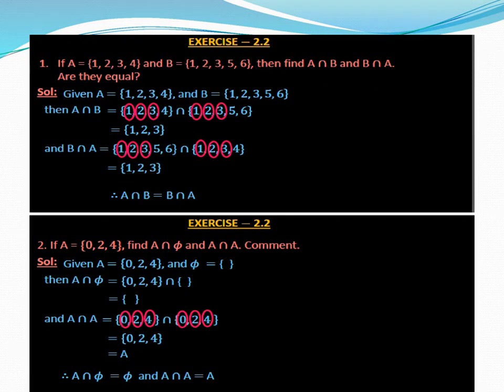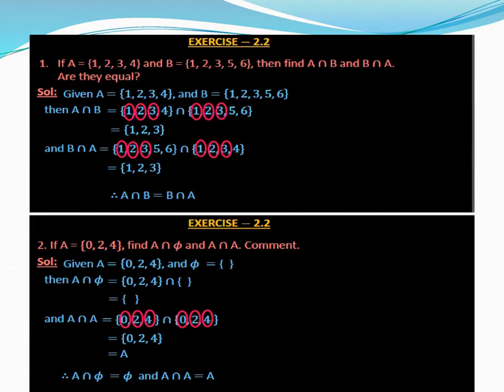Now we will go to solve some problems in exercise 2.2. The first problem: if A equals the set of 1, 2, 3, 4 and B equals 1, 2, 3, 5, 6, then find A intersection B and B intersection A. Are they equal or not? Now we will solve. Given set A equals, write the A set and B set. Then you find A intersection B. So how to find intersection? You write the common elements of both given sets. Which elements are common in both sets? 1, 2, 3. Then we write A intersection B equals the set of 1, 2, 3.